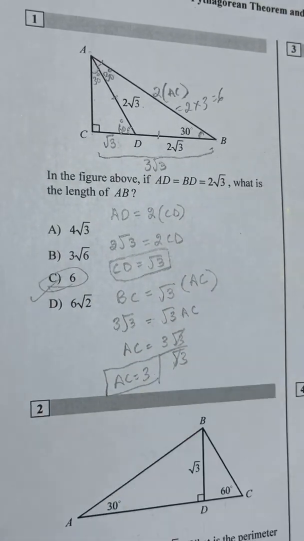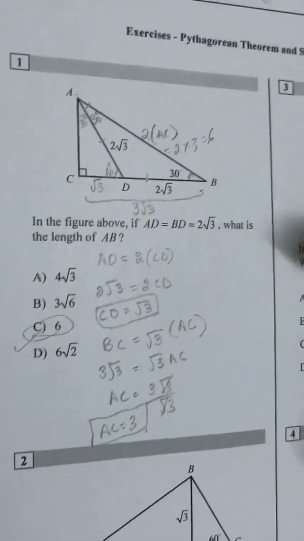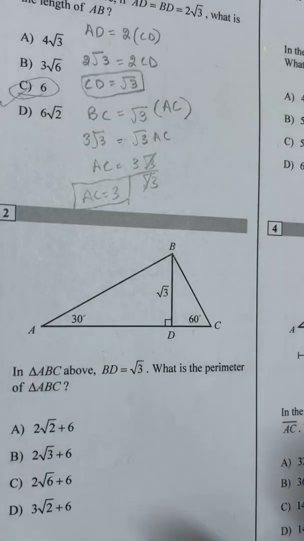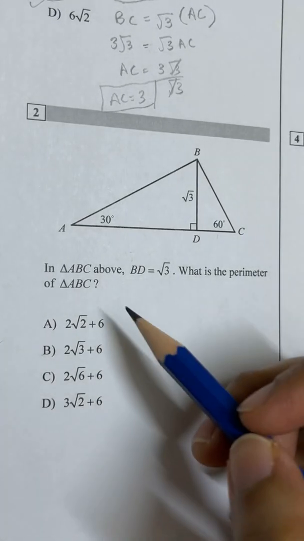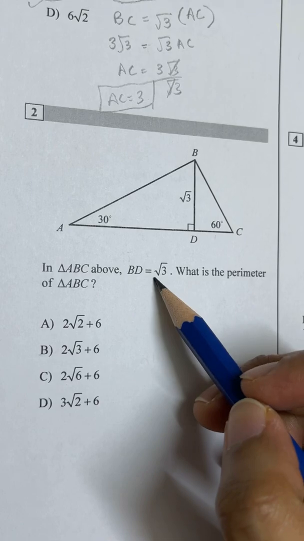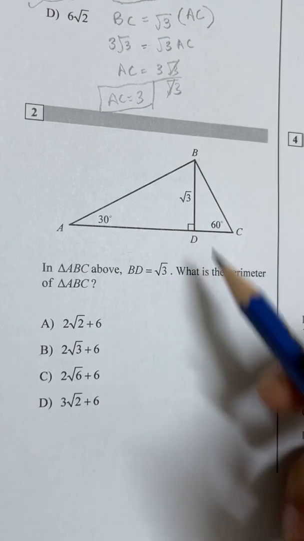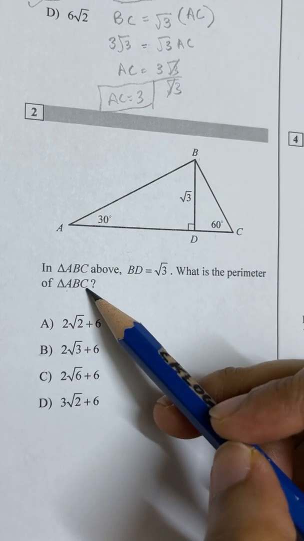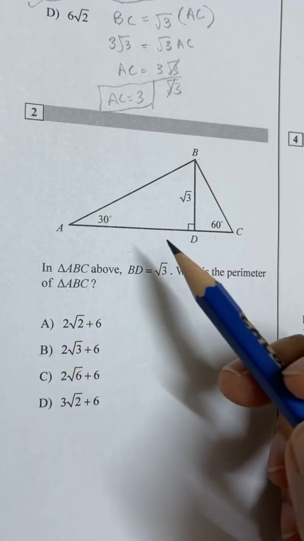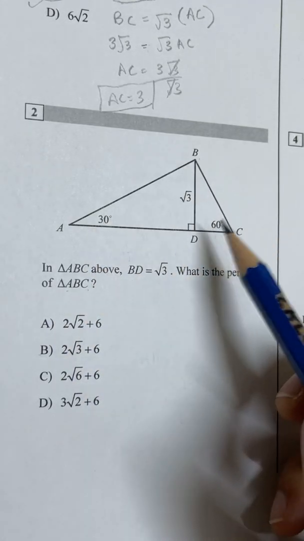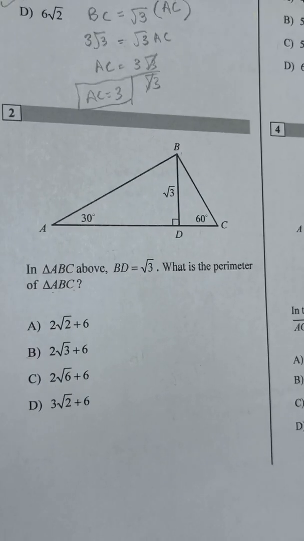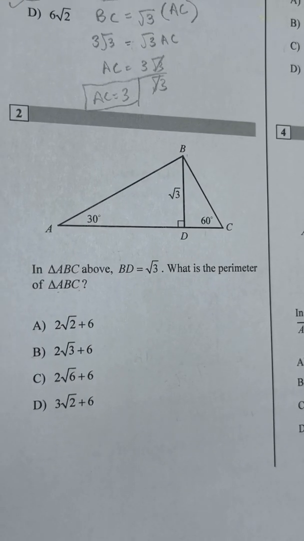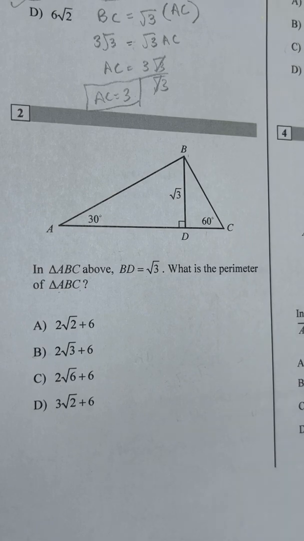Okay, so let's try another question on this. Let's see if you can answer this. In triangle ABC above, BD is equal to root 3. What is the perimeter of triangle ABC? Now perimeter is really simple. Adding all the sides is called perimeter. So here, what kind of triangle do we have? We have been given 4 choices, so we are going to answer this one easily.